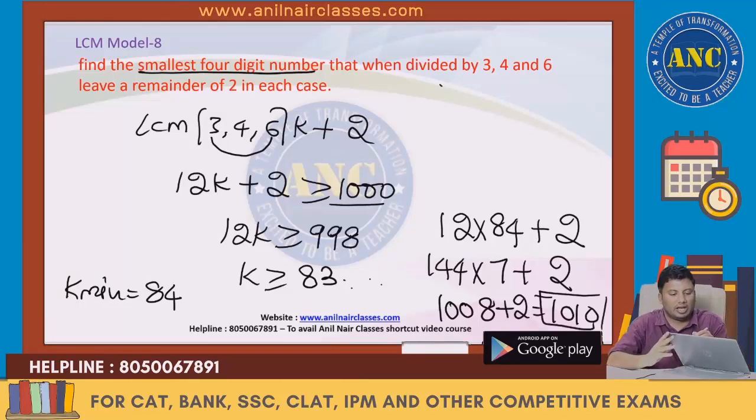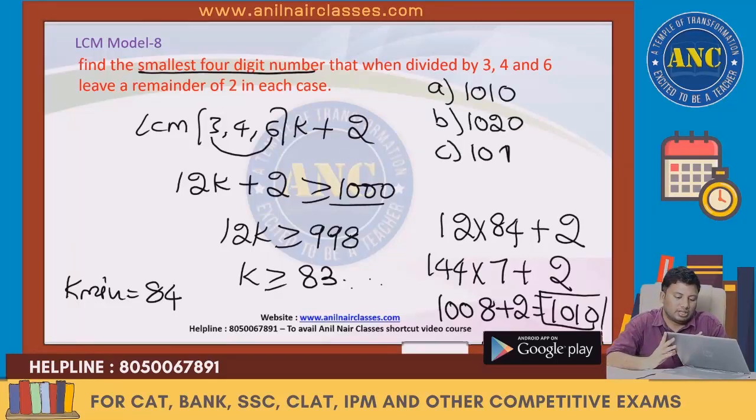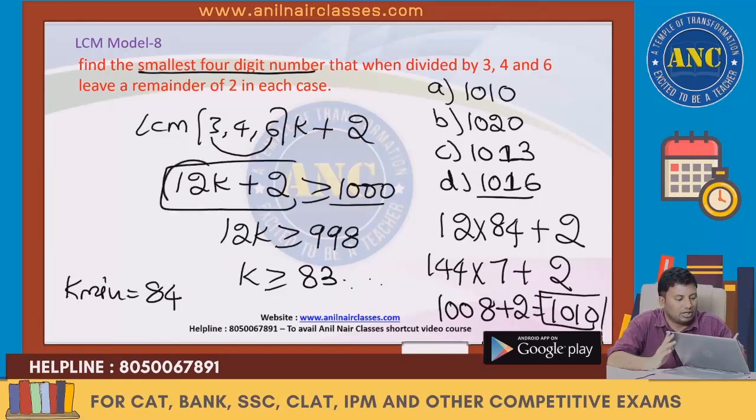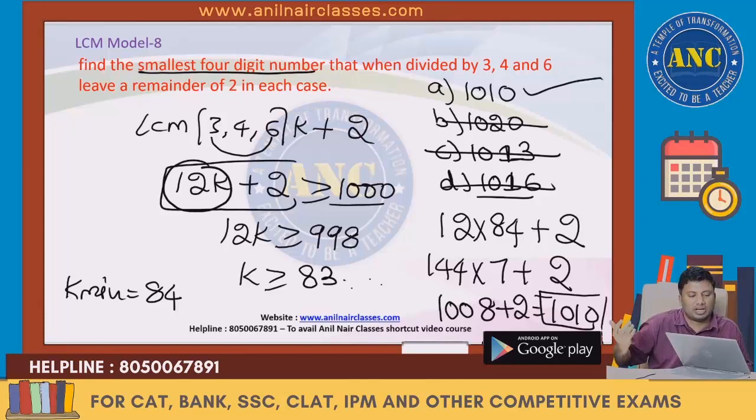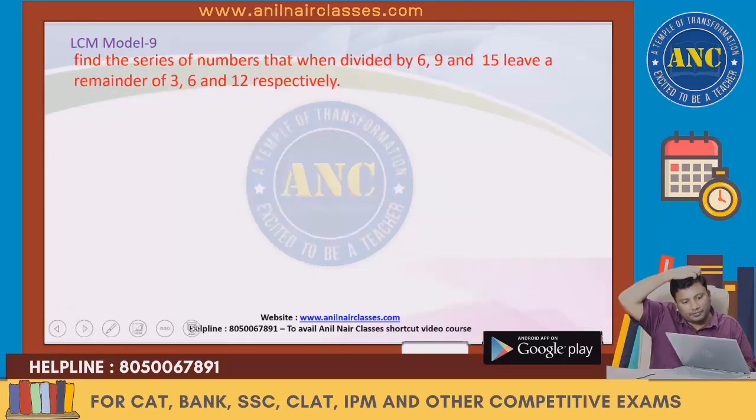Or check by the answer options. If it is 1010 or 1020 or 1013 or 1016, 12k plus 2 is divisible by 4, it gives a remainder 2. If answer options are there, these are all very easy approaches. Next one.